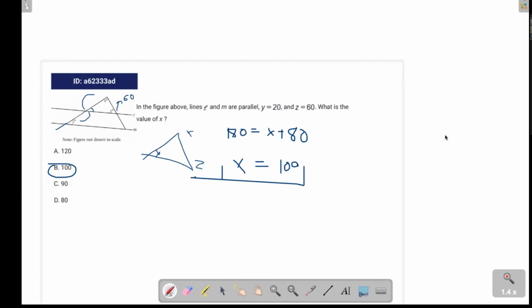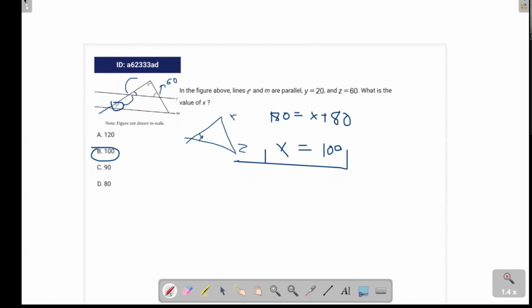Is anyone confused? They aren't completely useless. The only reason you needed lines L and M is basically to see that this Y value right here corresponds to this unknown angle. That's the reason you needed the parallel lines, because you wouldn't be able to do that if the lines weren't parallel. This was on the second level of difficulty. All right. Does anyone have any more questions? If not, let's move on.